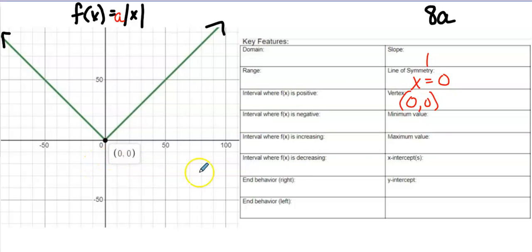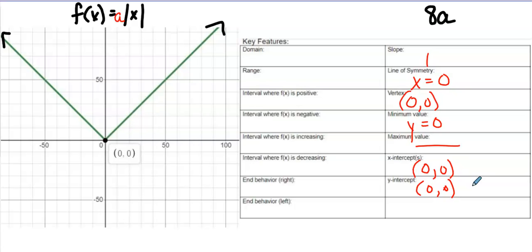Let's see, what else can we look at? The minimum value: there is a minimum value, and that is y equals 0. You can just put 0 there. Maximum: there isn't one. I want you to put a line or something there, indicating that you know there is no maximum. The x-intercept: there's only one, and that's at 0, 0. The y-intercept: there's also only one, at 0, 0, at the vertex.